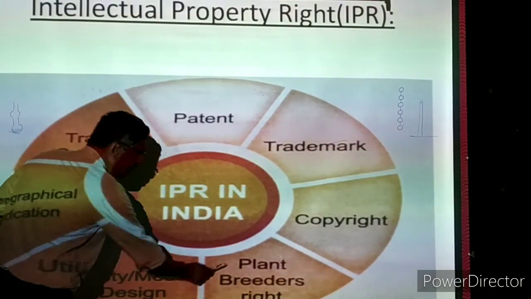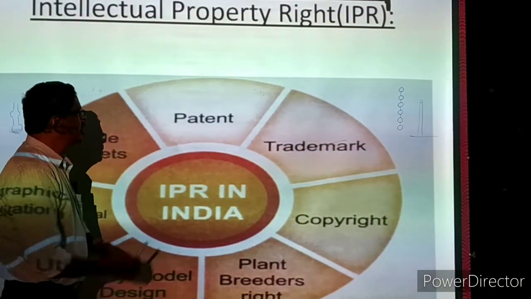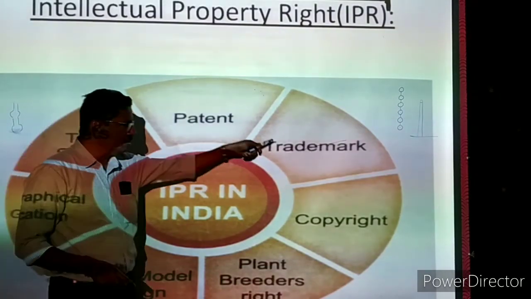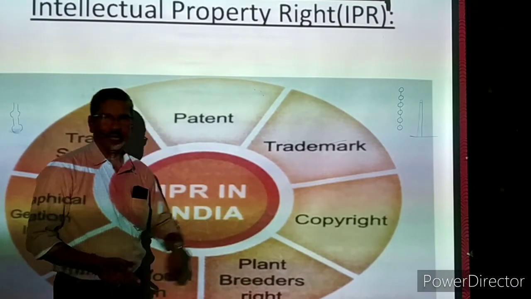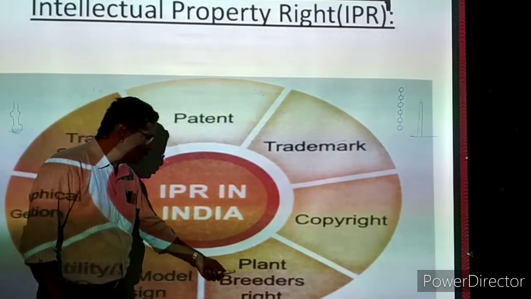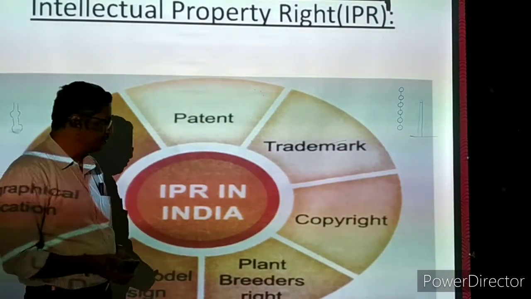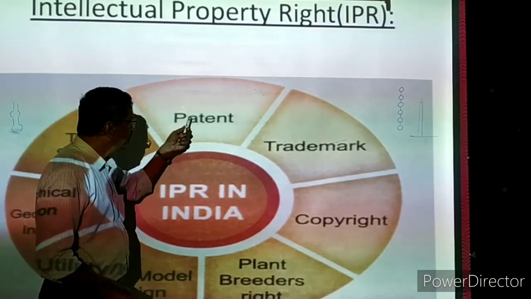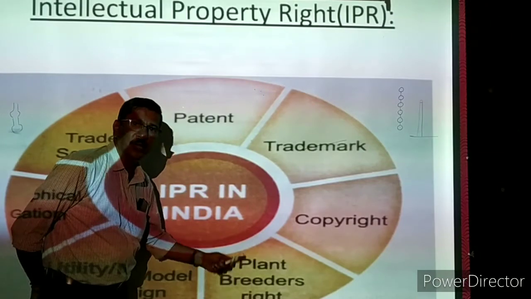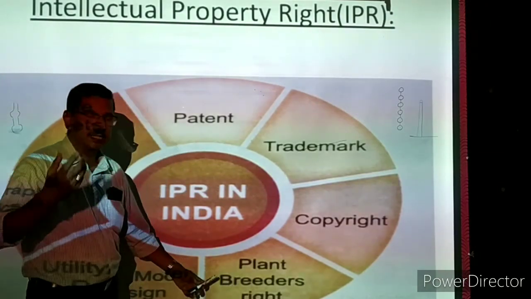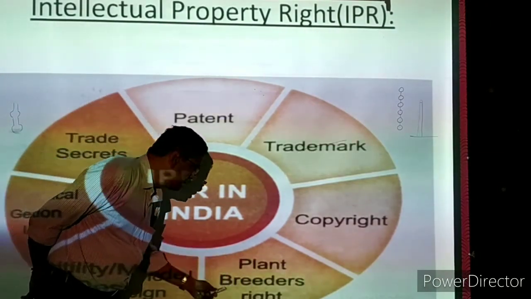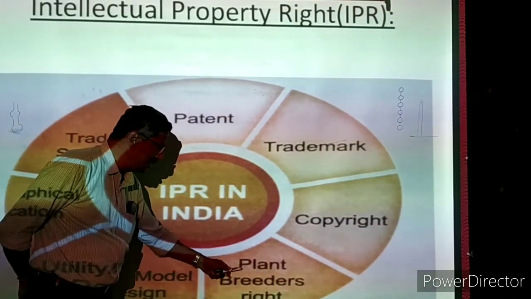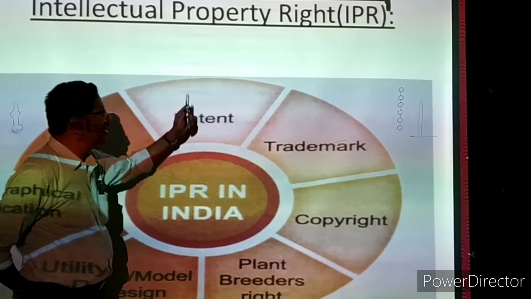Then plant breeder's right. Suppose the scientist has the patent, the license. He has given the trademark. He has the copyright. Nobody should use it. Suppose one business person, some other person, is asking, I want to cultivate this particular plant. Can you give this? Now the person with the license can give the right to this person. By taking some money, he can give. That is plant breeder's right. In the plant breeder's right, farmers or whomever it is have the right to cultivate the plant.